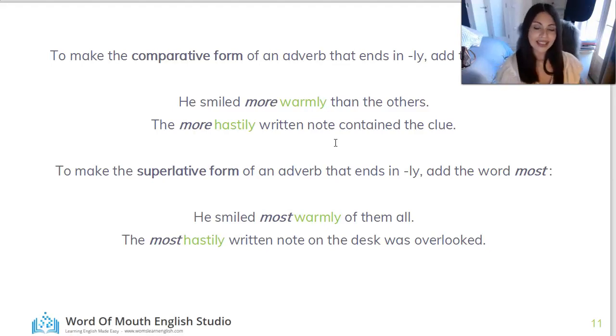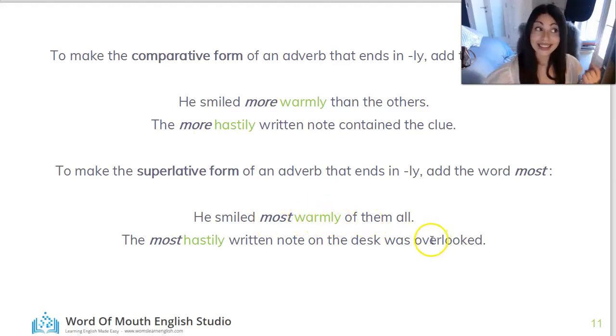So that implies that all the notes were written in a certain manner or speed, but this letter was written with more speed in mind than the others, so it was written at a faster speed. Now, he smiled most warmly of them all. That means superlative. The others smiled, but he was the number one best at smiling. Not just at smiling, at giving a friendly, warm smile.